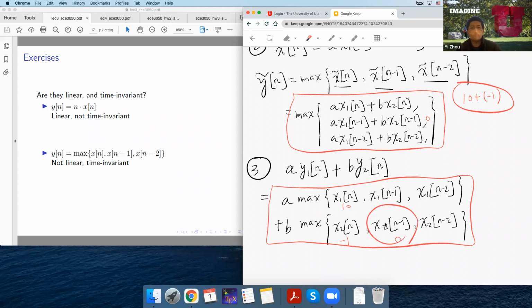So in this way, in the first equation, we are looking at the first line, where we are adding b times x2 n. But in the second equation, because this one's bigger, this is actually plus b times x2 n minus 1. So in general, you can say that the maximum operation is not a linear function in general.